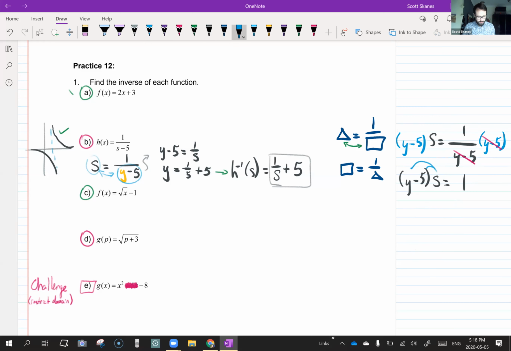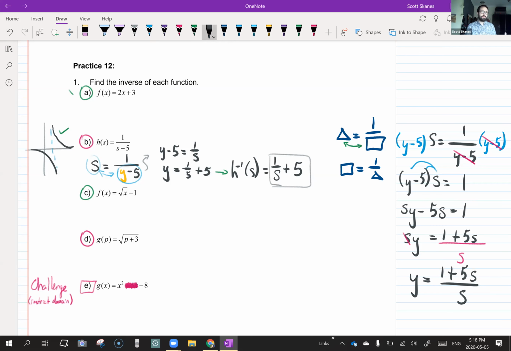Again, there's many ways to do the same thing. This is sy minus 5s equals 1. That means sy equals 1 plus 5s. And then I would divide both sides by s. And that is the same or the equivalent answer.